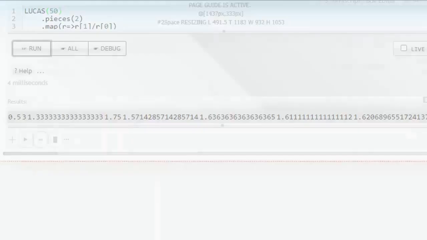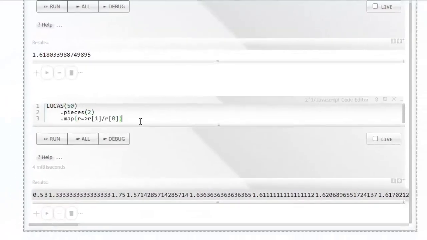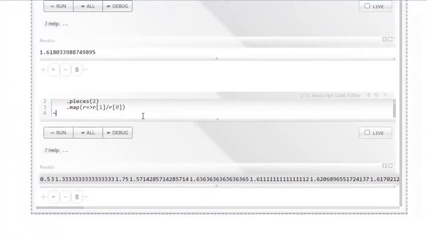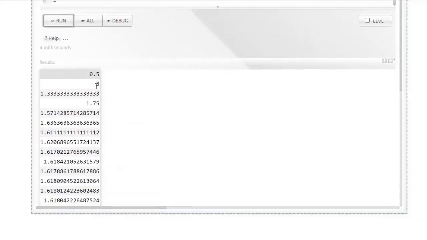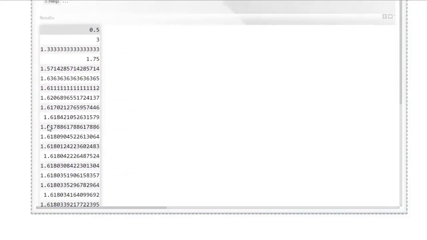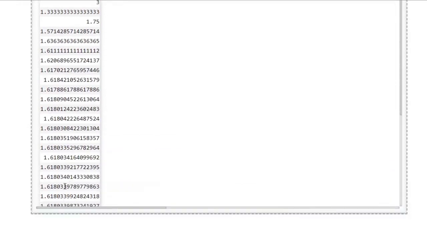Now the Lucas sequence, on the other hand, has something very interesting: if you do the same thing with Lucas numbers instead of Fibonacci, you get a different kind of sequence. So let's also transpose this one so we can see it clearly. It goes like 0.5, 3, 1.33, 1.75, 1.57, and so forth. It also tends to go to 1.618, kind of like the golden ratio.